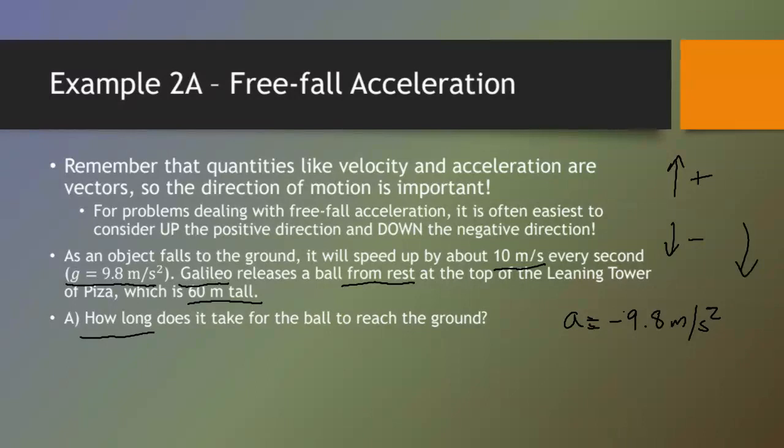Well, we're dropping it from rest, so we know that our initial velocity is 0. We know the distance that it travels because it's the height of the building, which is 60 meters. But again, this is what I was saying just a second ago. If it's 60 meters downwards, then delta x is going to be negative 60. If you make a mistake here, you'll see that your answers won't really make much sense.